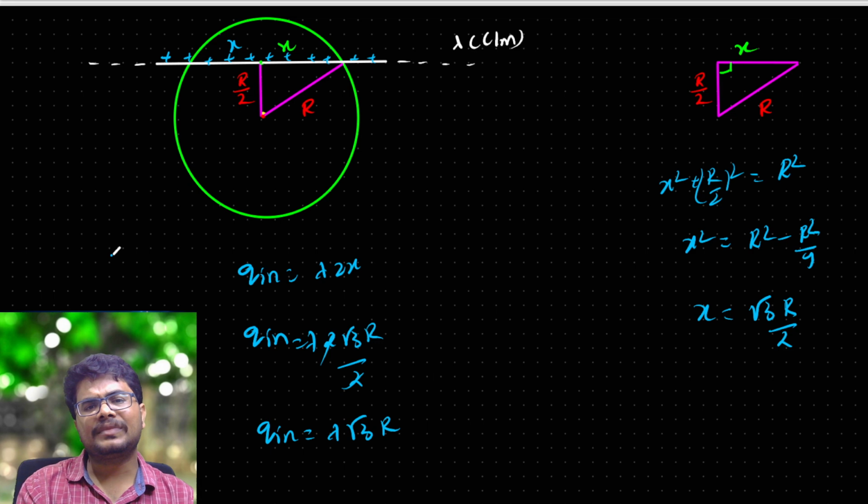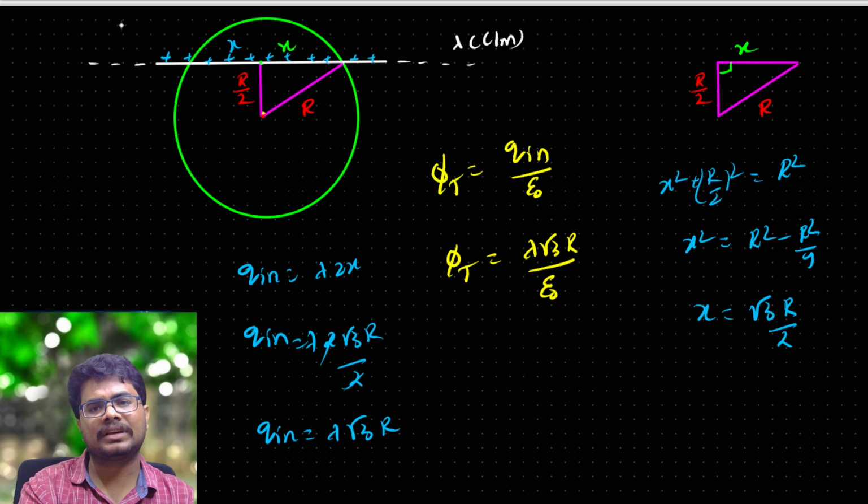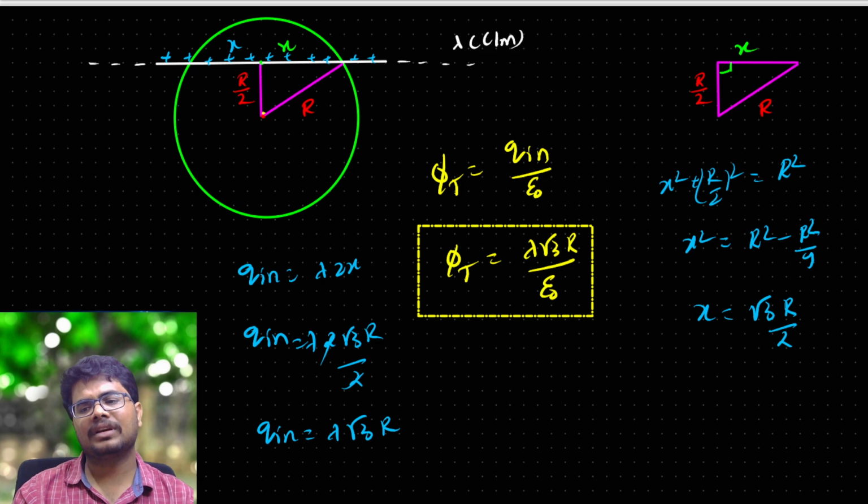Fine sir. Then how to calculate flux? Flux total equals what we get? Flux total equals Q in by epsilon naught, sir. How much charge enclosed? Just now we calculated. Flux total equals lambda into root 3 r by epsilon naught. Very good JEE level question. Based on HC Verma we created one sum here. Please solve the problem carefully. Until you are practicing, you will not get this kind of questions. You should take pen and paper and you should solve. Okay, so fine.